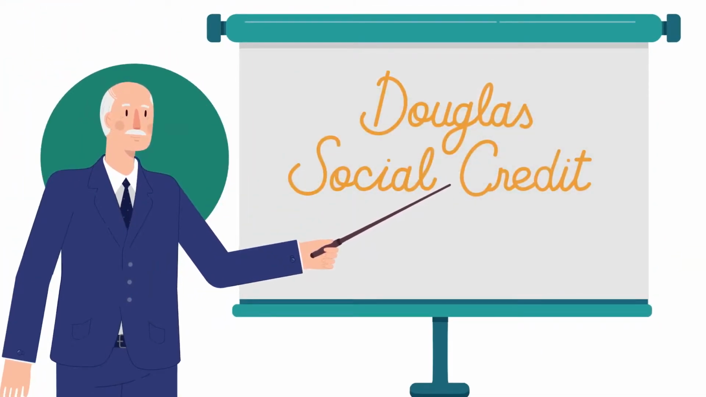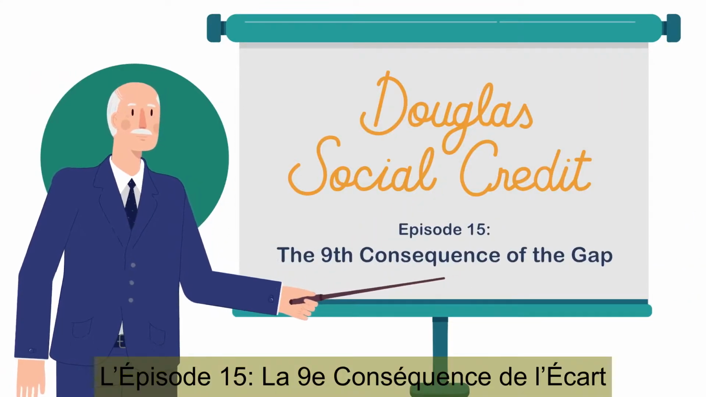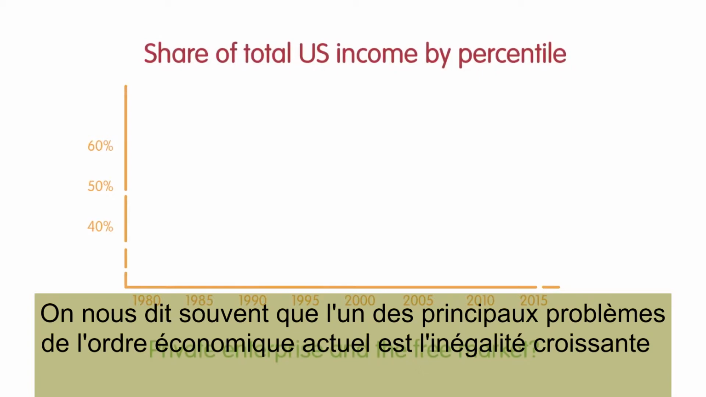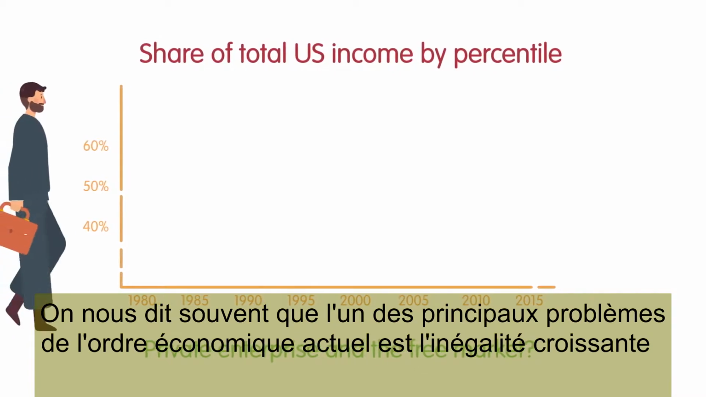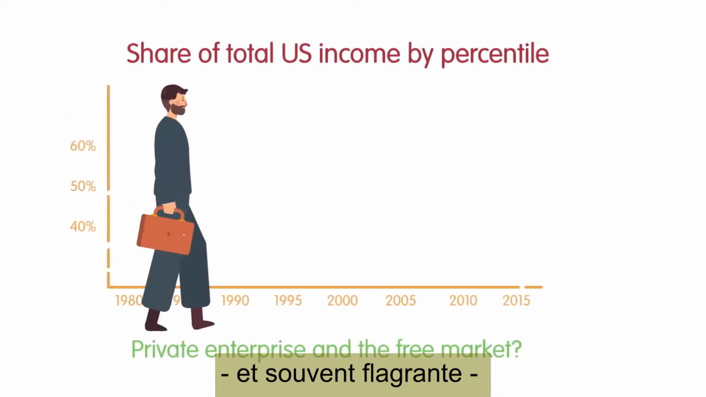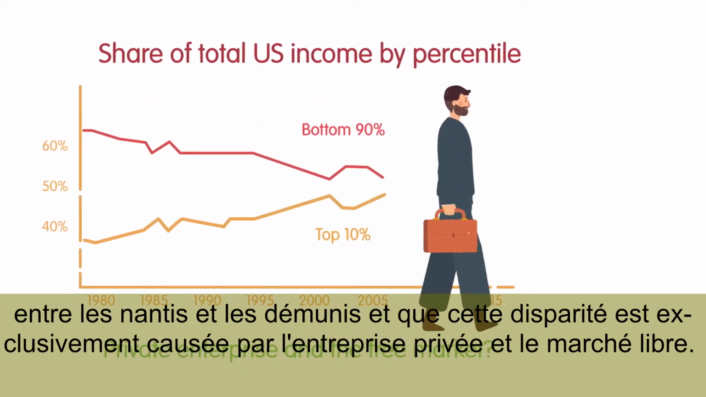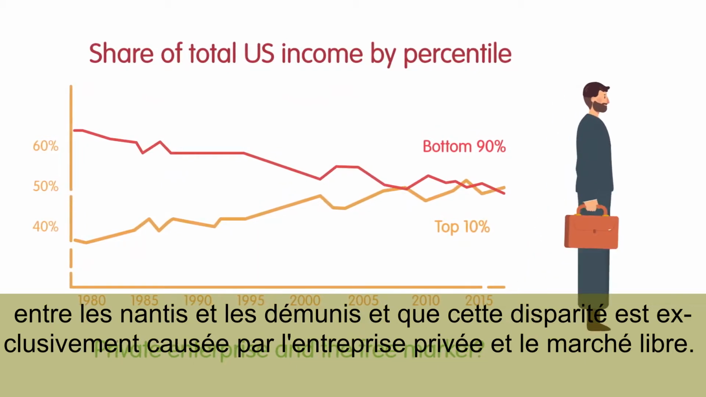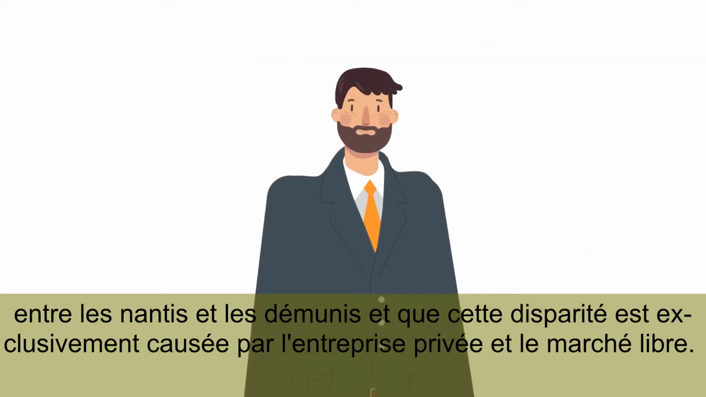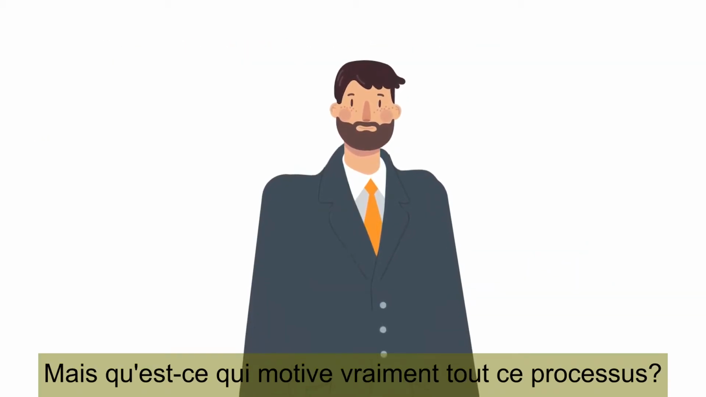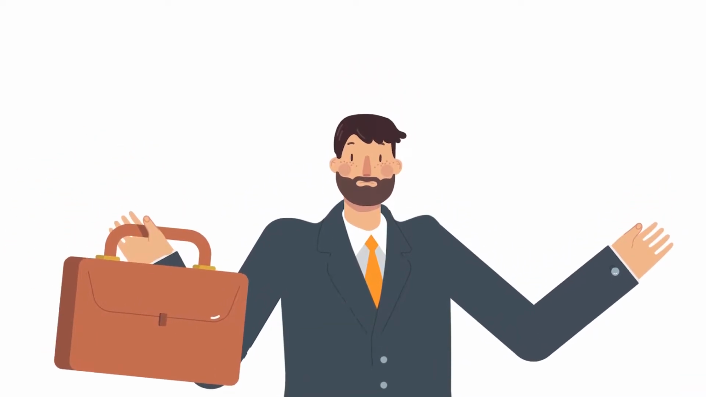Episode 15, the ninth consequence of the gap. We are often told that one of the main problems with the present economic order is the increasing and often gross inequality between the haves and the have-nots, and that this disparity is exclusively caused by private enterprise and the free market. But what is really driving this whole process?